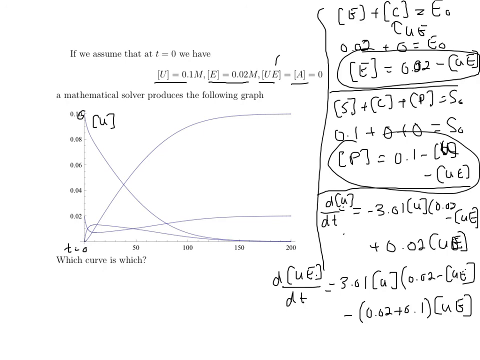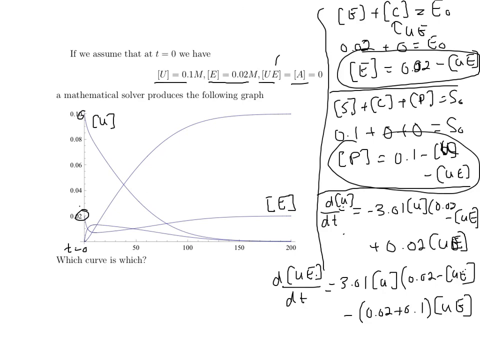Hopefully it makes sense that during this chemical reaction, the substrate gets used up. It declines down to 0. There we go. It goes down towards 0, so it's getting used up. The 0.02 is the original amount of enzyme, so this graph right here that corresponds to it is our enzyme.